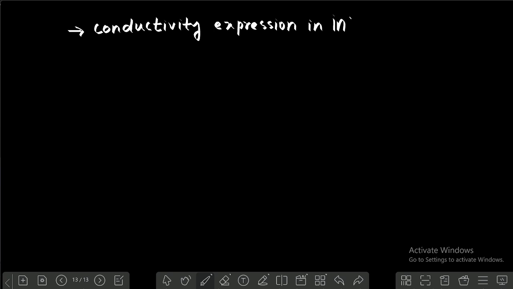Listen here. Conductivity expression in intrinsic semiconductor. So what is the conductivity expression that will come here? All of you listen. Conductivity will come due to electron also, due to hole also.